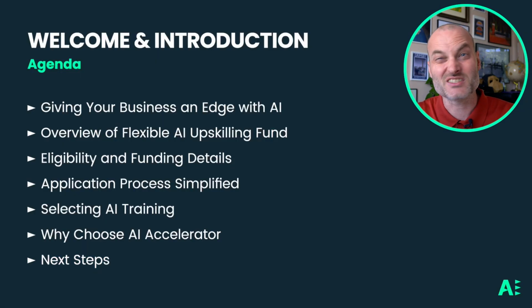So first off, just take you through the agenda. We're going to give you a business edge with AI. I'm going to explain what AI can do for you and your business through some examples of applications that I've been working through with clients. Then I'm going to give you an overview of the Flexible AI Upskilling Fund: what it is, who's eligible for it, and what funding is available. Then I'm going to take you quickly through the application process itself, which we've simplified, and then how you should be selecting your AI training, and potentially how you may want to select the AI Accelerator as your training provider. And then we'll be dealing with next steps, and we've got some exclusive content for people on the webinar to help you with your application.